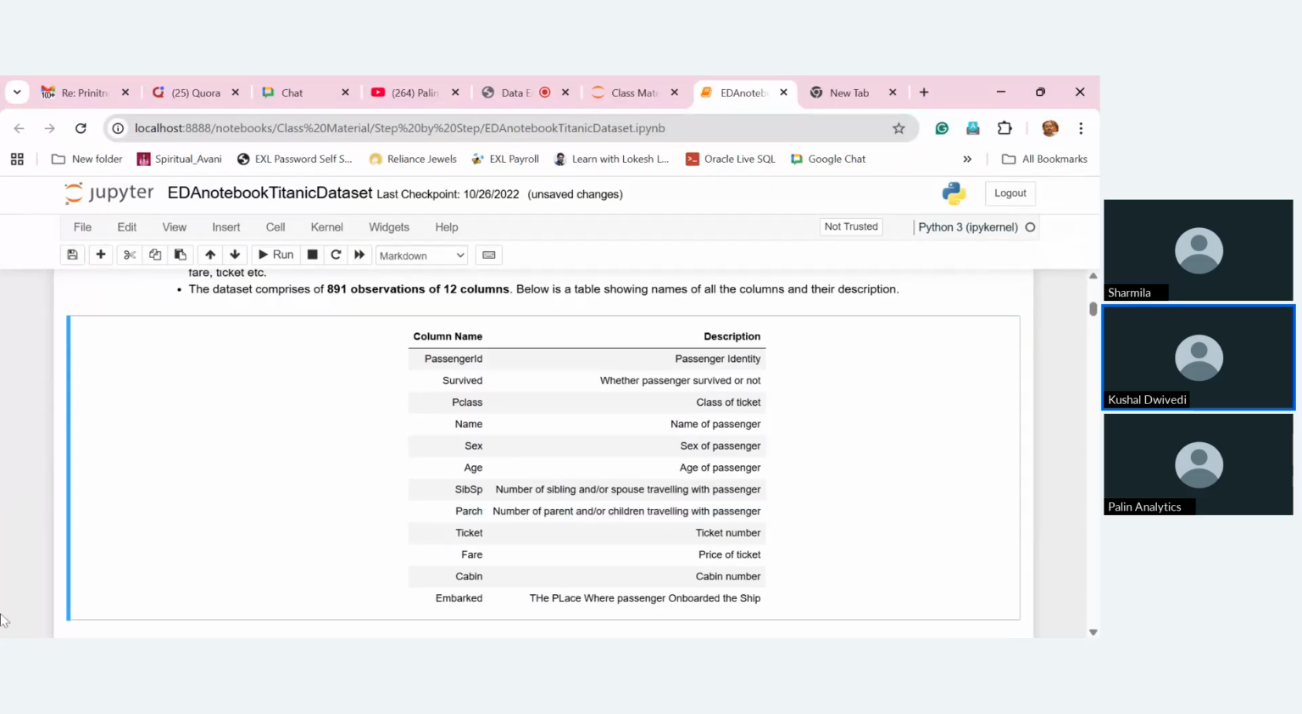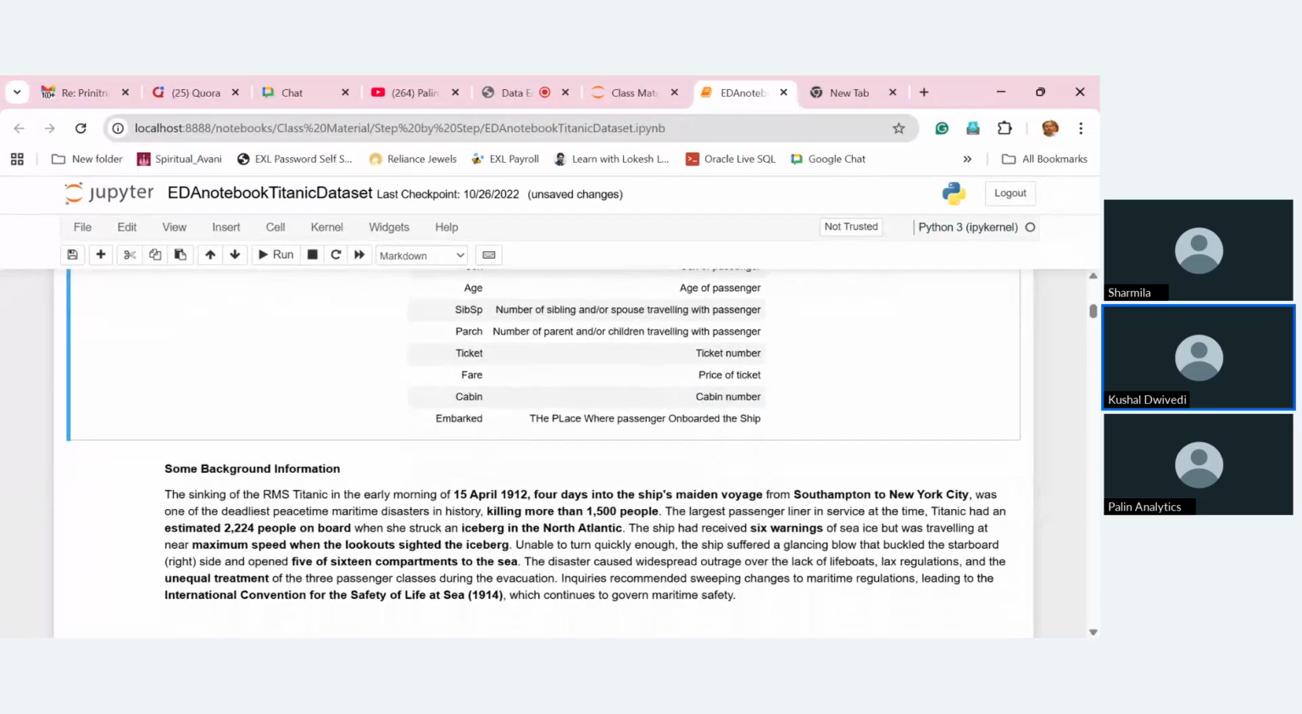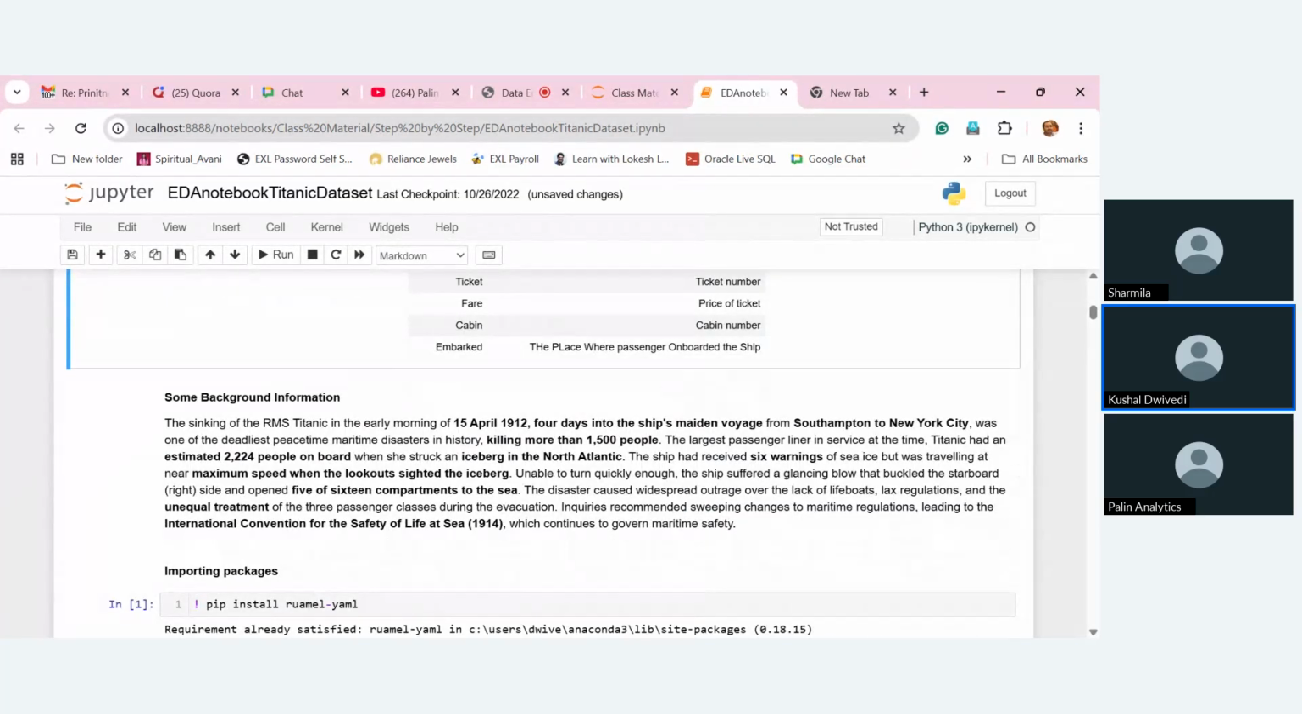Here is some background information: on 15 April 1912, four days into the ship's maiden voyage between Southampton and New York City, it sank in one of the deadliest peacetime maritime disasters, where more than 1,500 people were killed.